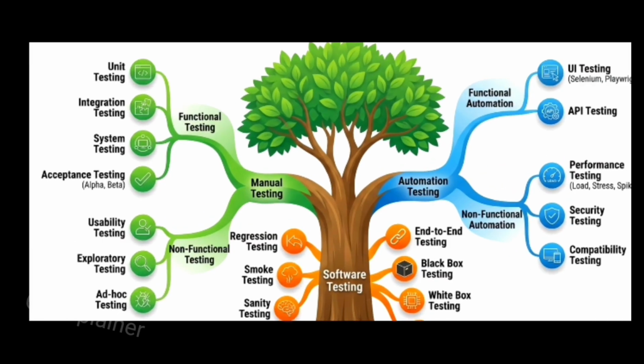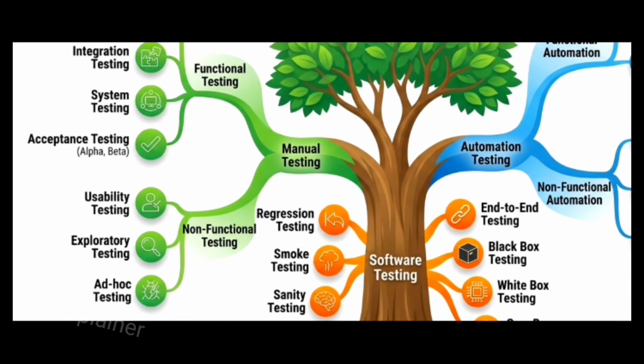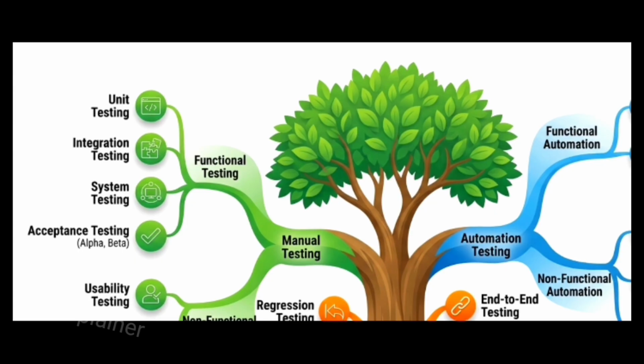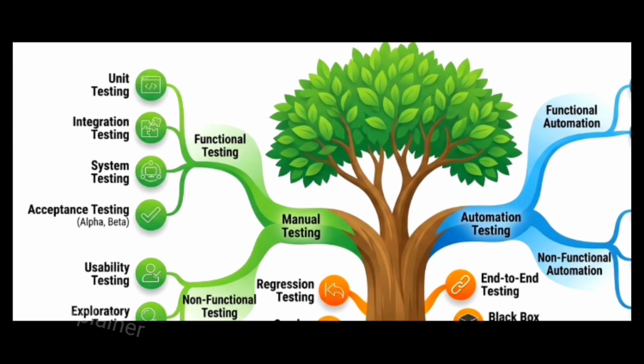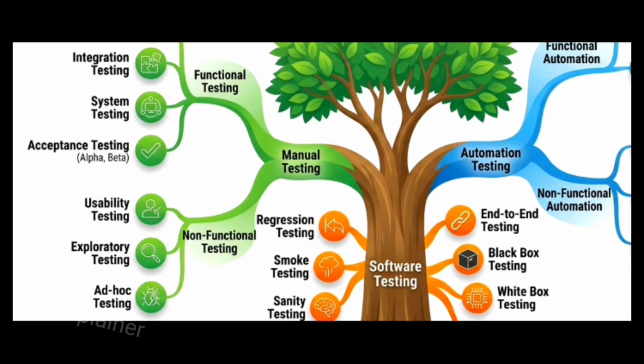In manual testing, we have two types of testing: one is functional testing, and the other is non-functional testing. Functional testing means we are checking the functionality of the application, validating the functionality of the test cases of the critical features. Non-functional testing is where we are checking the reliability of the software, some kind of performance metric, some kind of user experience. These all come under non-functional testing.